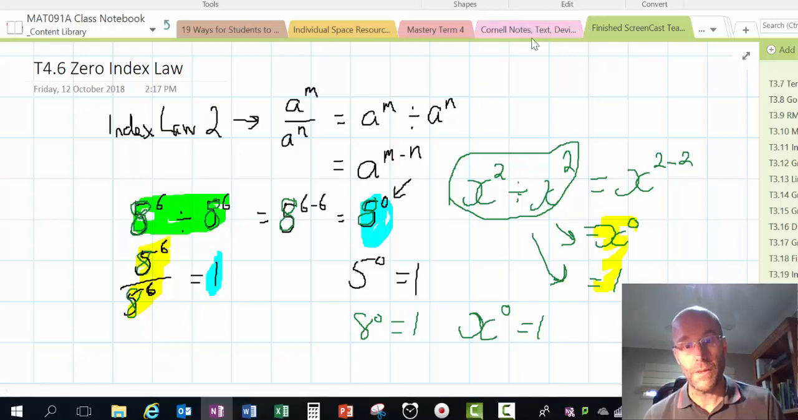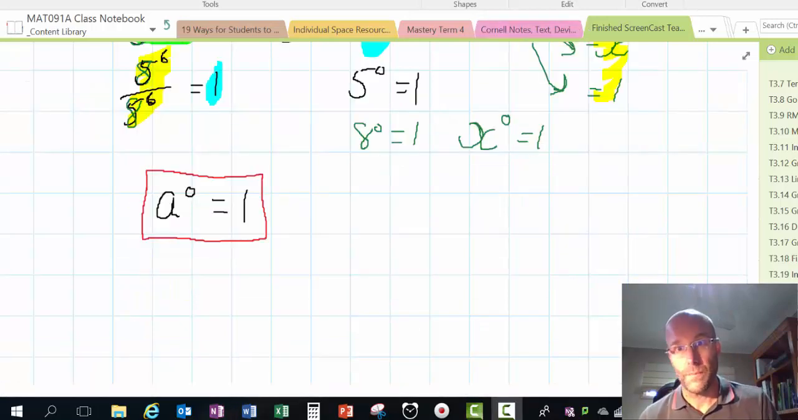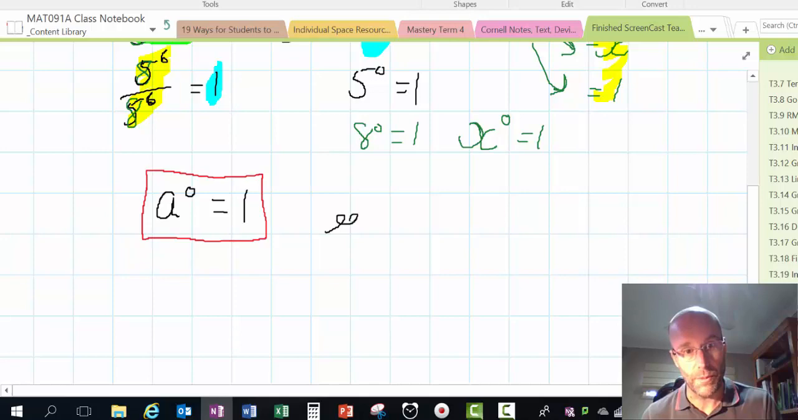So anything to the power 0 equals 1. And that's what the law says. In formal setting out, a to the power 0 equals 1. So for any base at all, to the power 0 equals 1. That's what it means.